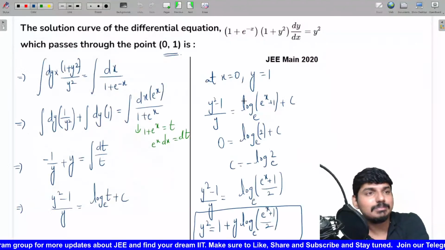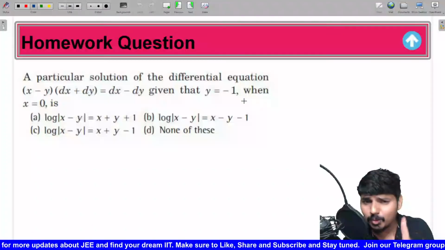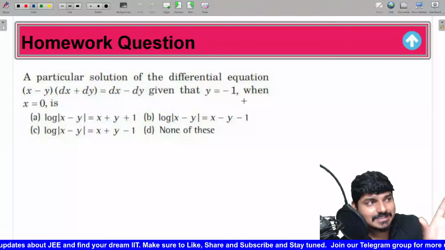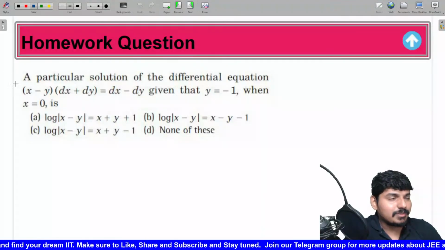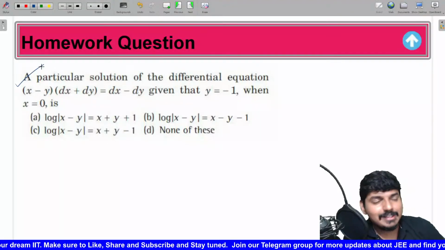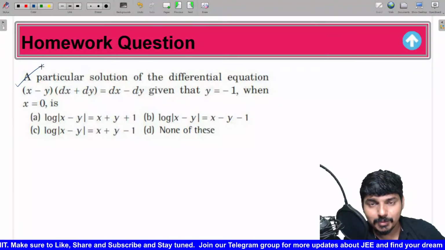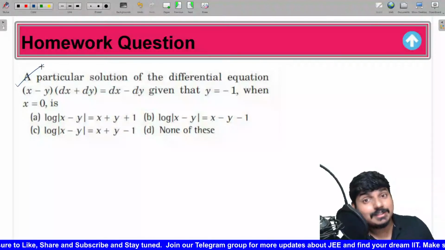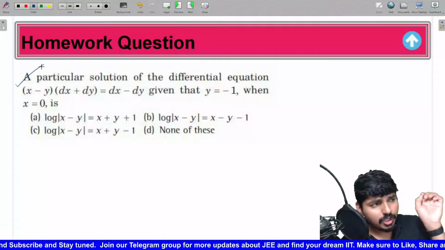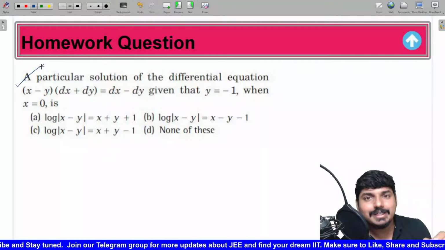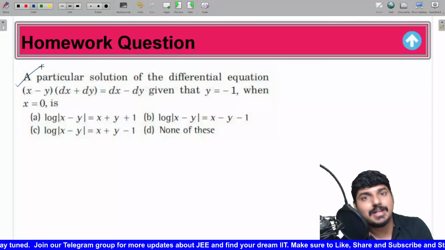Okay, so guys, before you go, I have a homework question for you. Let us see how many of the students will be able to do this question. This is your homework question. I'm going to tell you the answer in the next class. So by next class, you need to tell me out of options A, B, C, and D, which one you got as the right answer.